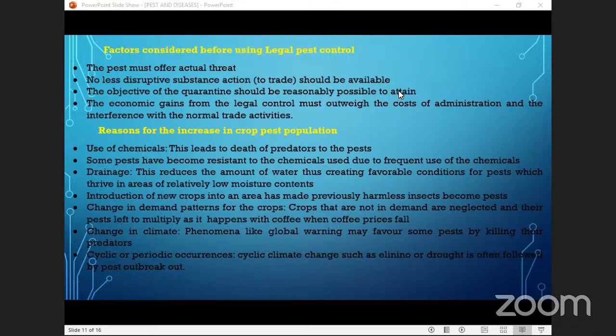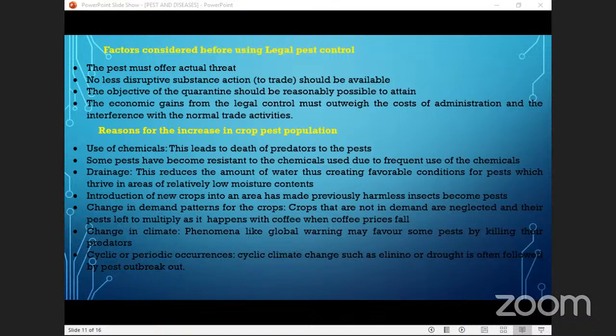The other point says, no less destructive substance action or trade should be available. When you are instituting this method, everybody should be able to agree on it. If in Uganda you are controlling locusts, even people of Kenya should also be controlling their locusts, but they should be agreeing with the method you are using.